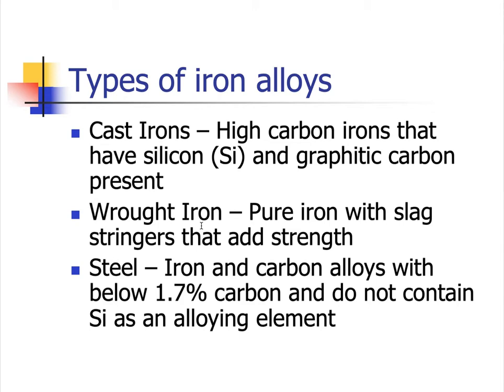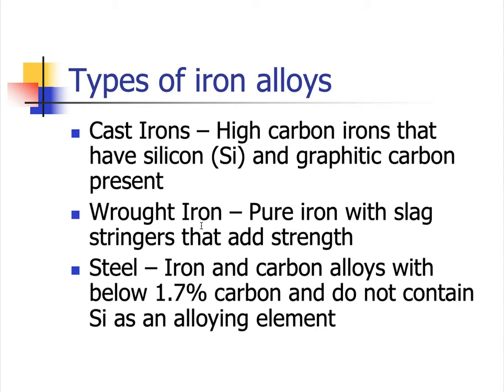So generally we have the cast irons. We have wrought iron, which is old-fashioned type of stuff that we don't really use anymore. And then we have steel, different kinds of steels. Now there's literally thousands of kinds of steel. But what we're going to talk about today is mostly the cast irons.